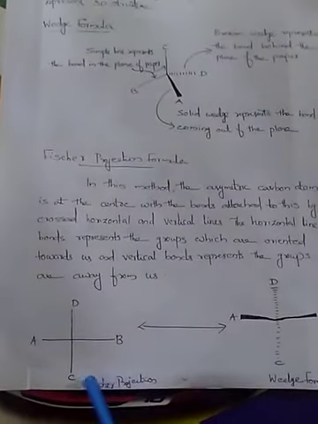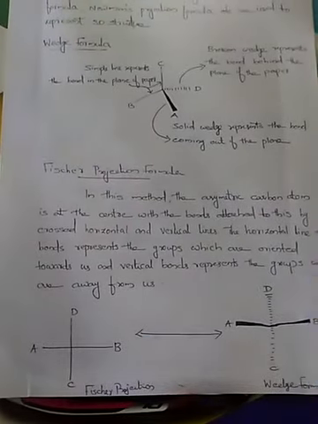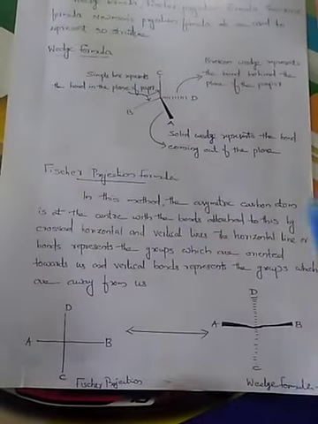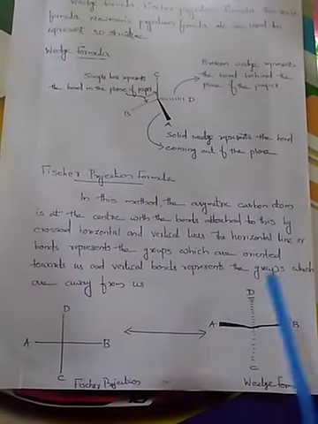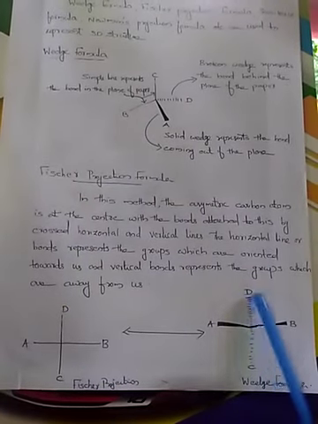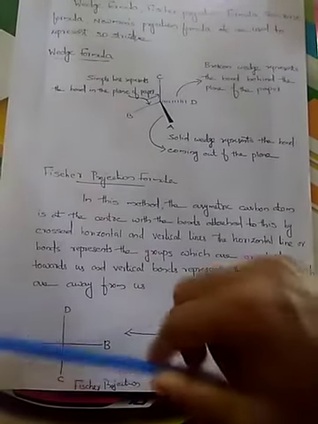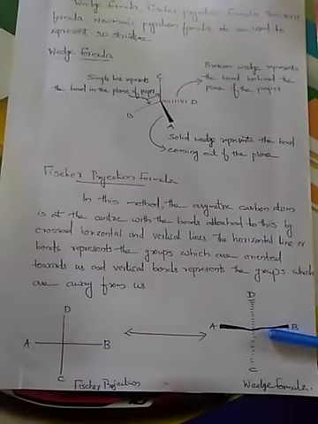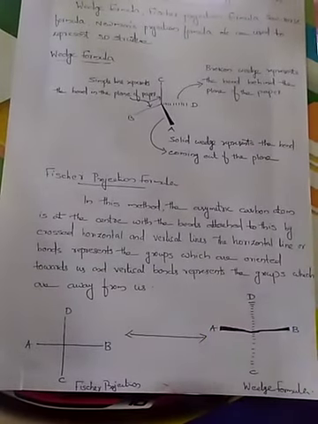Then conversion of this Fischer to Wedge formula. That is a simple one. So you look at this, the vertical lines DC remain in the same position with the dotted lines, and the horizontal line we represent in the Wedge formula as a thicker line, that is AB.